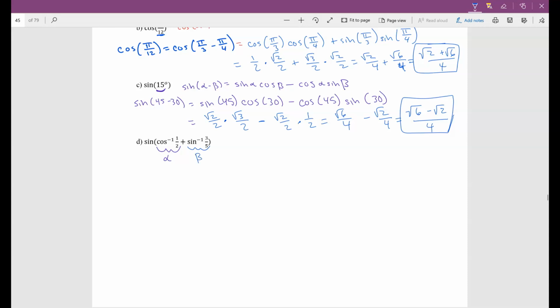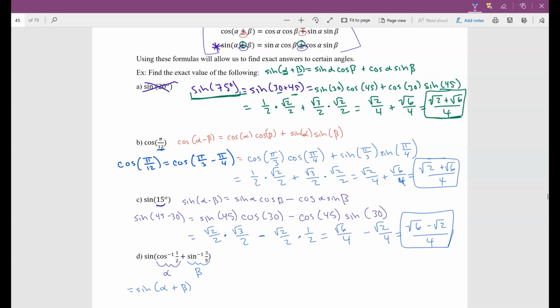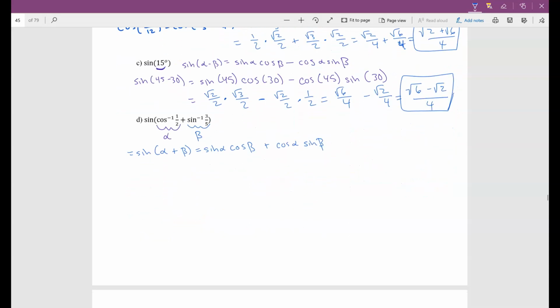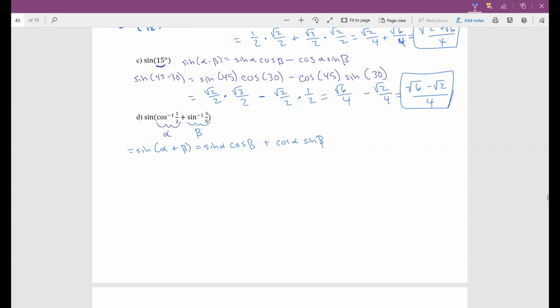Okay, so then it's really easy for me to rewrite this as sine of alpha plus beta. If I write it like this, then I can easily use the sine sum formula. This is just going to be equal to sine alpha cosine beta plus cosine alpha sine beta. Now the problem here is that we do not know what sine alpha and cosine beta are, but we know what alpha and beta are in terms of the inverse functions.